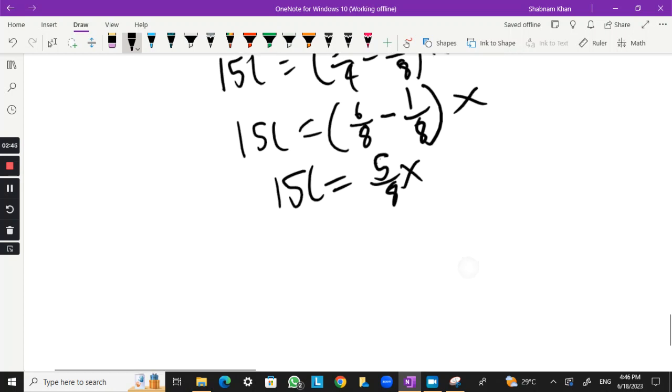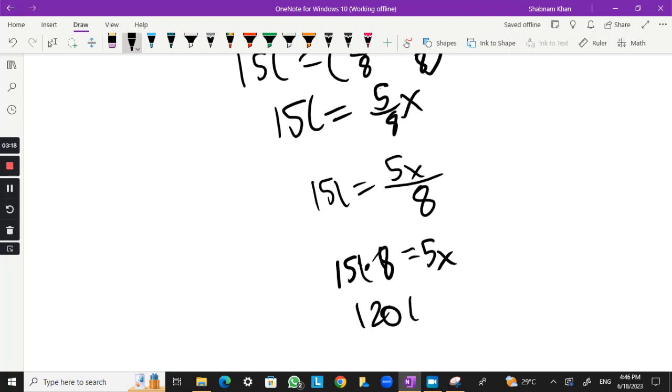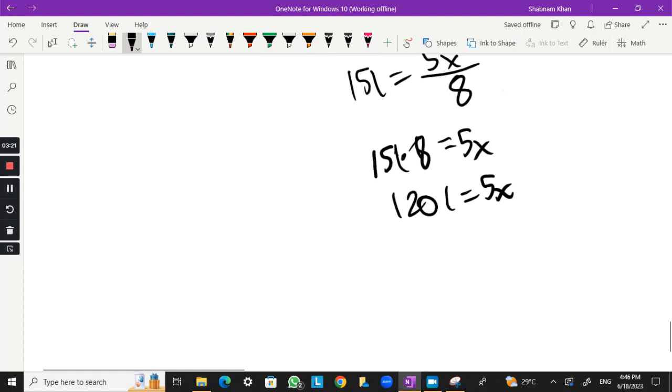Now, what we can directly do is that we can also write it as 5x/8. And if you already know equations, then you know what will happen next. What we'll do is take 8 to the other side, and since it's division, it will swap into multiplication. So you have 15 times 8, 15 liters times 8 is equal to 5x, which when you multiply, you get 120 liters is equal to 5x.